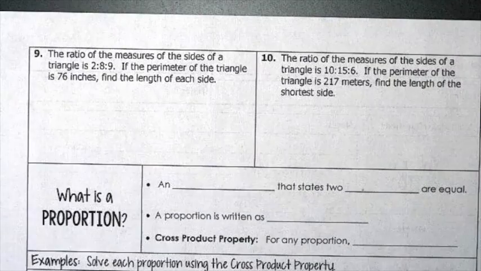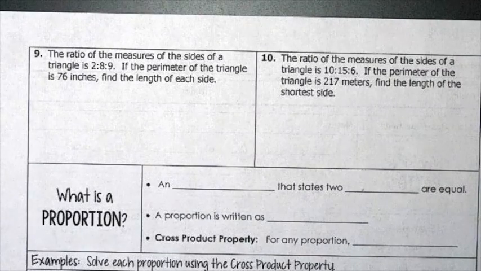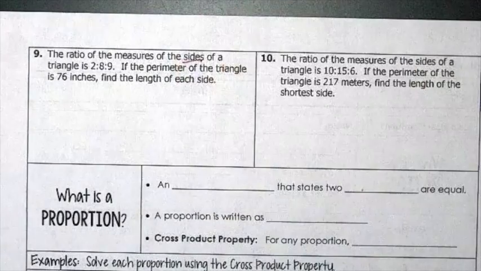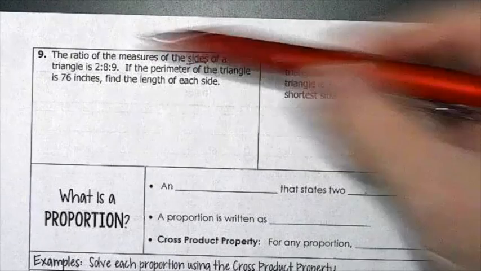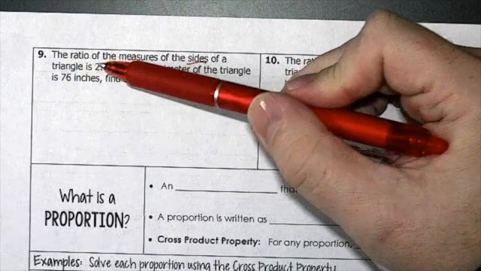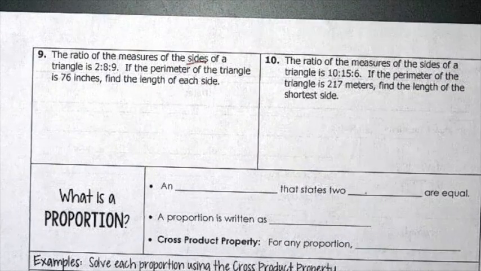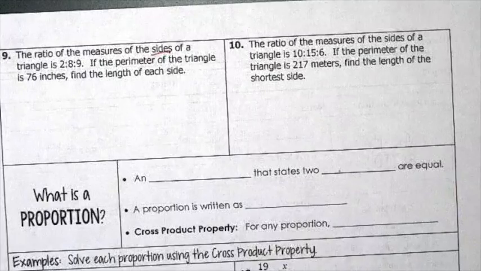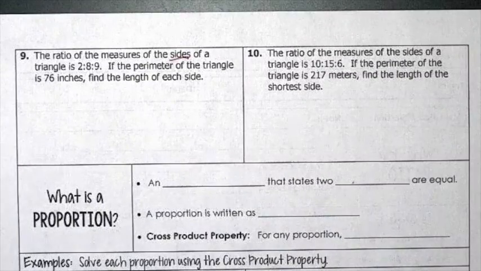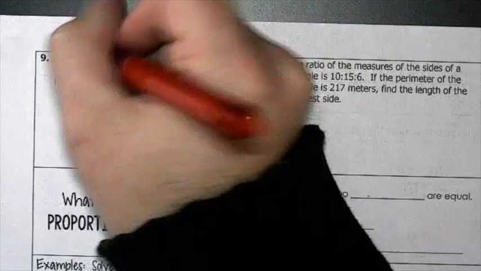This time it says the ratio of the measures of the sides of a triangle. This time we're talking about sides and not angles, so we're going to need a little more information. But anyway, the ratio is 2 to 8 to 9. If the perimeter of the triangle is 76 inches, find the length of each side.